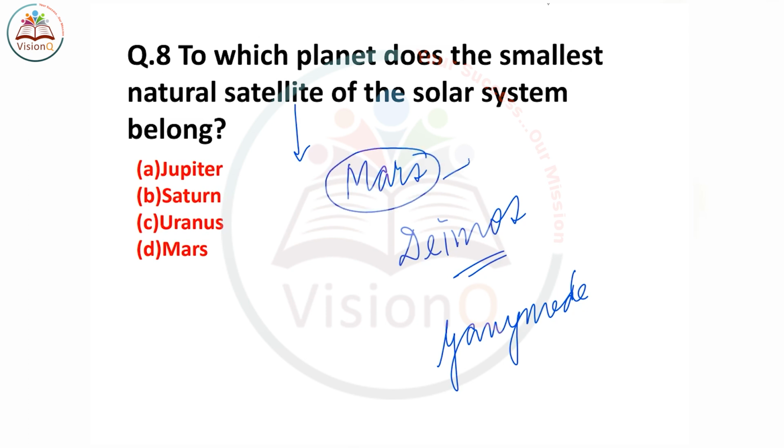So Mars has two moons or two natural satellites. One is Phobos, the other is Deimos. Now Mars's moon Deimos is the smallest natural satellite of the solar system. So the right answer will be option number D, Mars. So students, let's see the next question, question number 9.